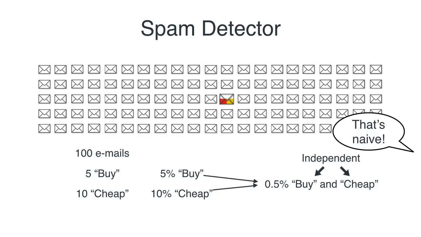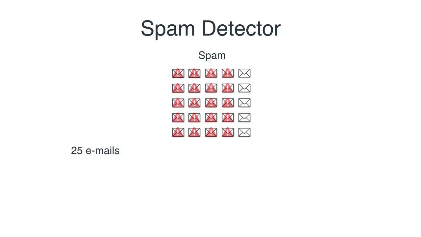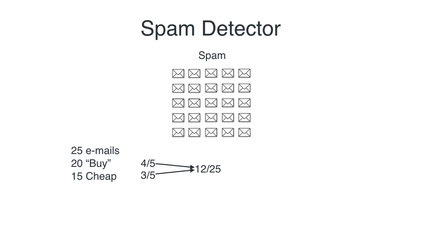We had 25 spam emails, and 20 of them had the word buy, and that's 4/5. And 15 of them had the word cheap, that's 3/5. So we can imagine that the product of this is 12 divided by 25. So we could assume that on average, 12 emails here out of 25 would contain the words buy and cheap.